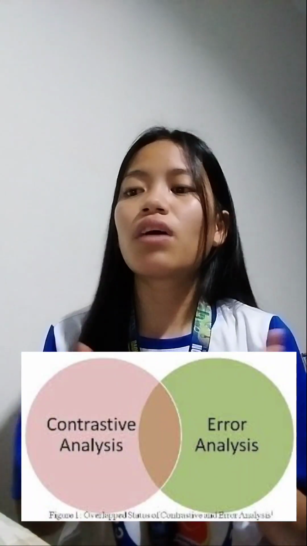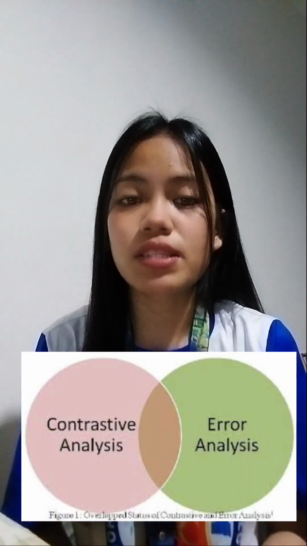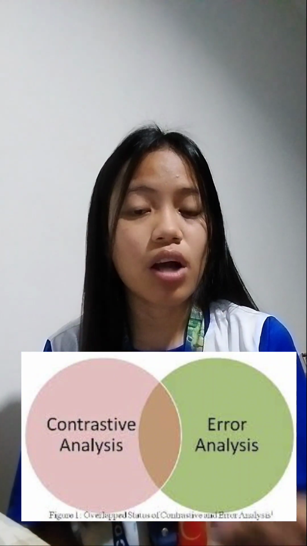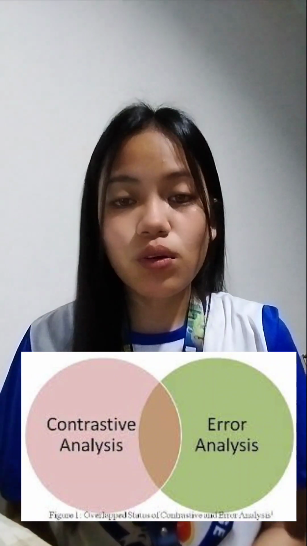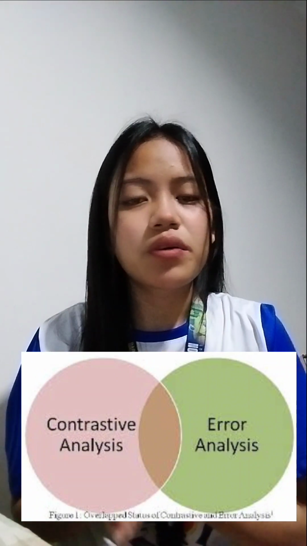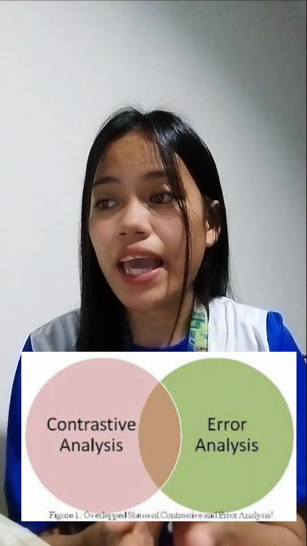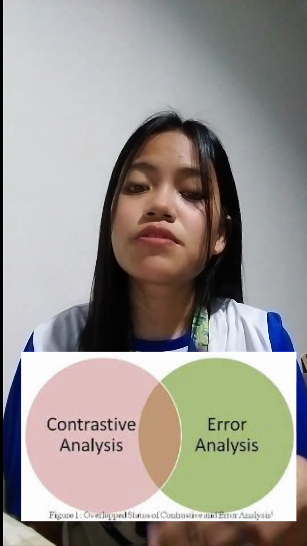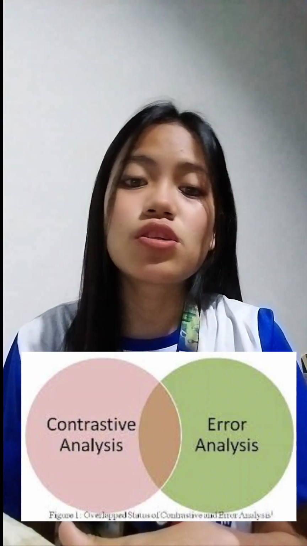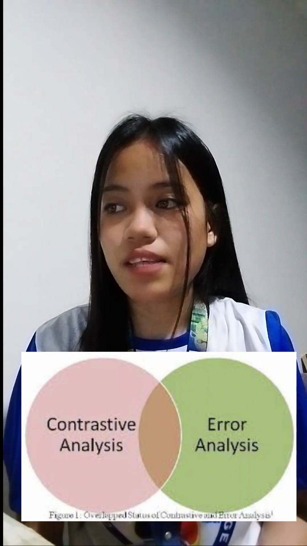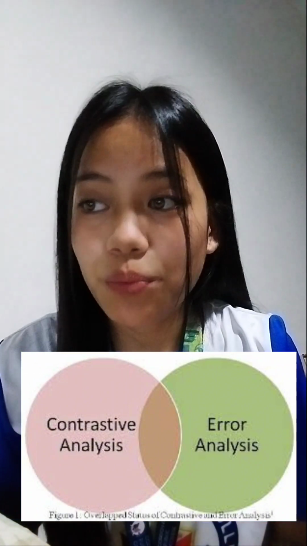So let's now move on to the fourth question. What are the differences of contrastive and error analysis in relation to second language acquisition? So contrastive analysis, which is also known as CA, and error analysis, which is also known as EA, are two distinct methodologies within the realm of second language acquisition, which is also known as SLA, each offering unique insights into the language learning process.